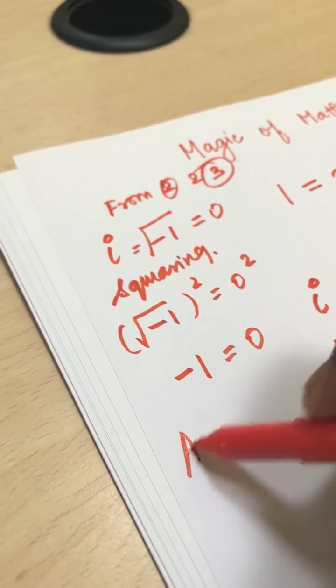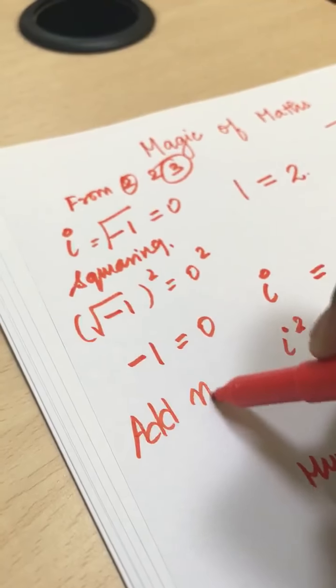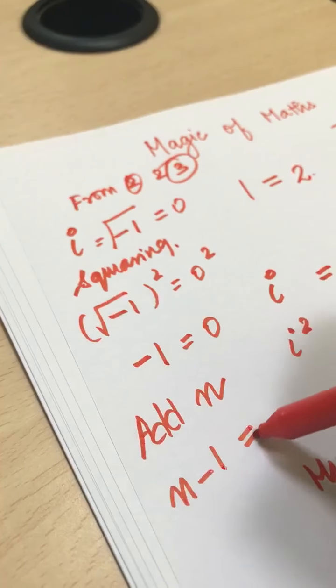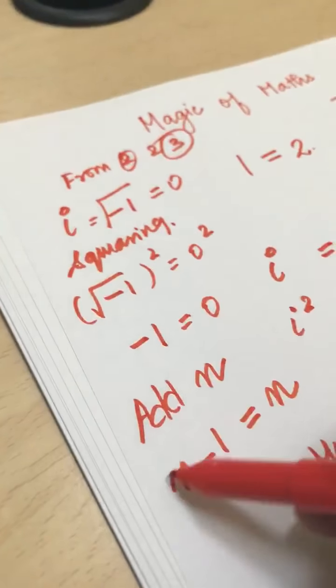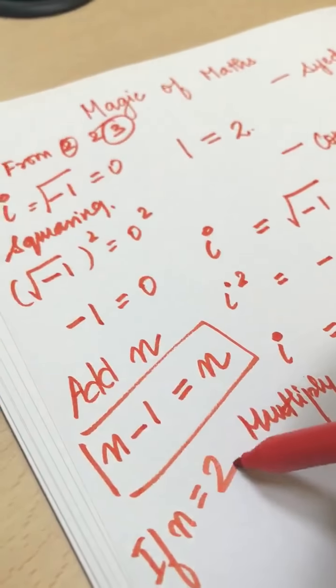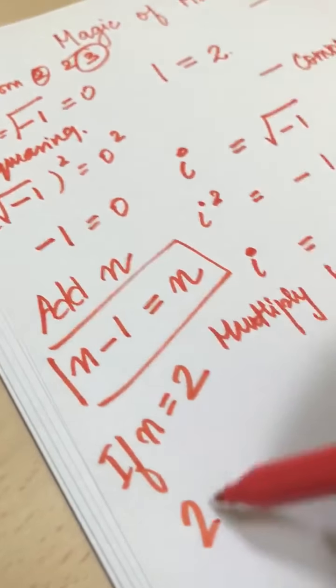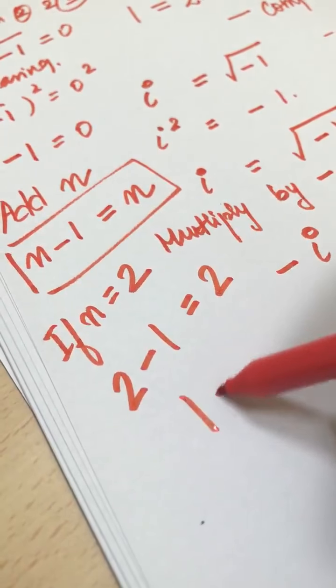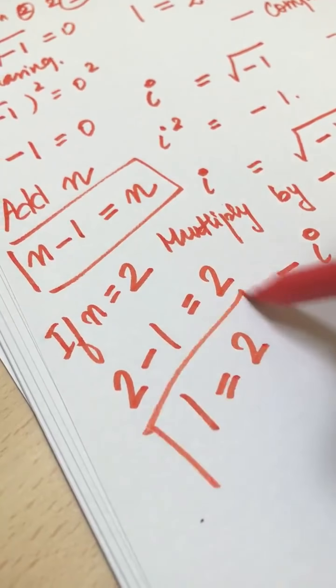Now I add n on both the sides, so n minus 1 equals n. If n is equal to 2, 2 minus 1 equals 2, therefore 1 equals 2.